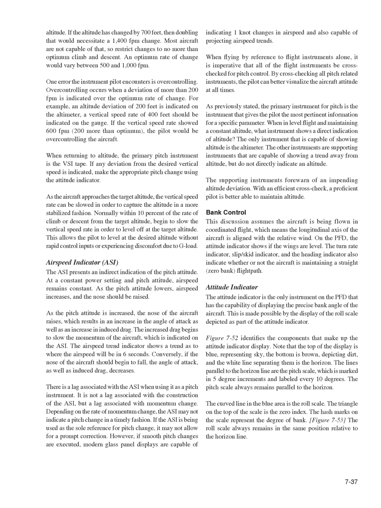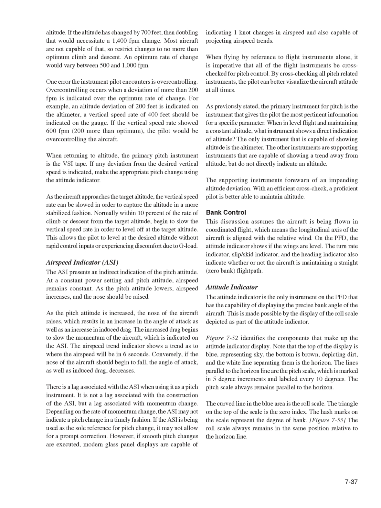When returning to altitude, the primary pitch instrument is the VSI tape. If any deviation from the desired vertical speed is indicated, make the appropriate pitch change using the attitude indicator. As the aircraft approaches the target altitude, the vertical speed rate can be slowed in order to capture the altitude in a more stabilized fashion. Normally within 10% of the rate of climb or descent from the target altitude, begin to slow the vertical speed rate in order to level off at the target altitude. This allows the pilot to level at the desired altitude without rapid control inputs or experiencing discomfort due to G-load.